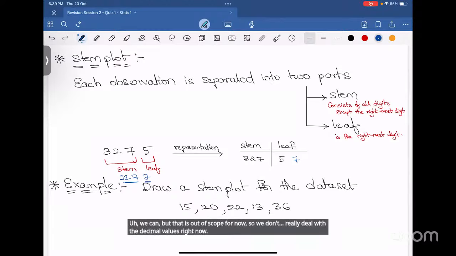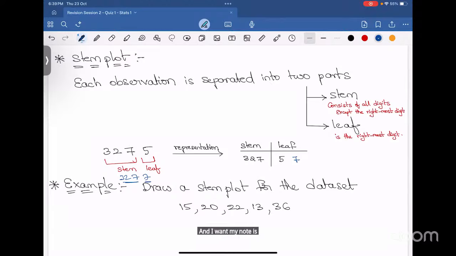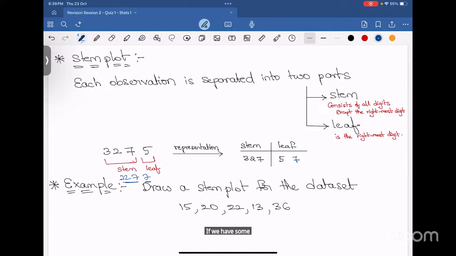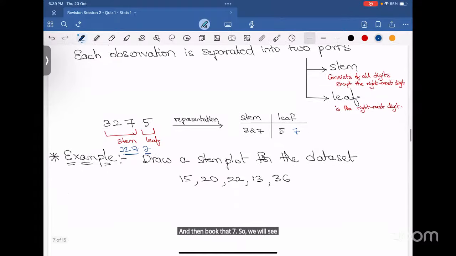And one more doubt: here we took two observations, 3275 and 3277. So in the representation we wrote stem as 327 and leaf as 5 and some space 7. That happens when the stem of both observations is the same, right? If the stem is different, then you write the stem below and put that 7. So this example will clarify that.